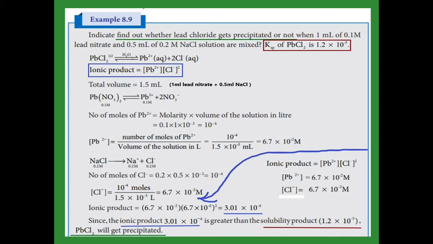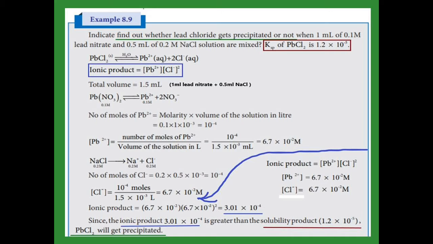Then lead nitrate dissociates into Pb2+ plus 2NO3-. So in lead nitrate, the concentration is 0.1 molarity, which means the lead molarity is also 0.1. We are concentrating only on Pb2+, we never concentrate on nitrate. So we just take the 0.1 molarity for Pb2+.